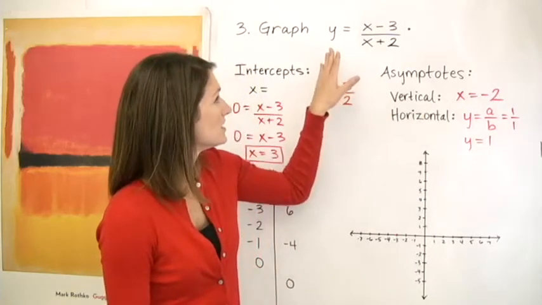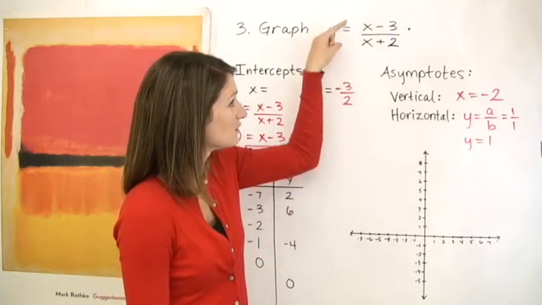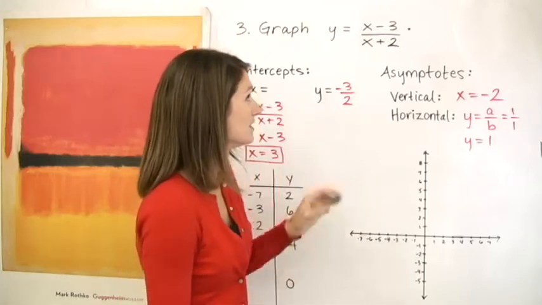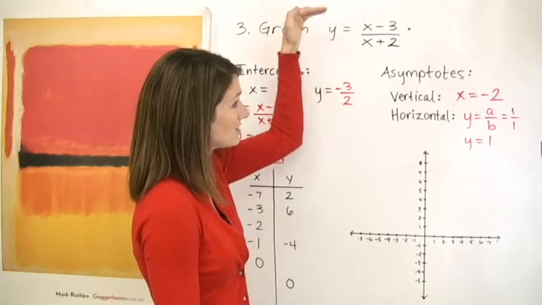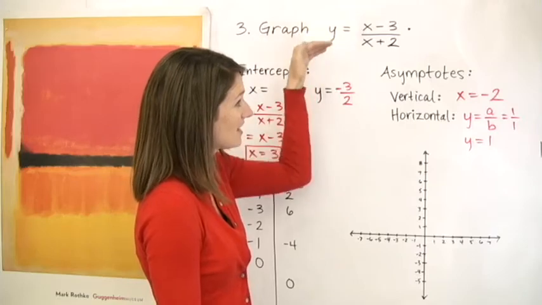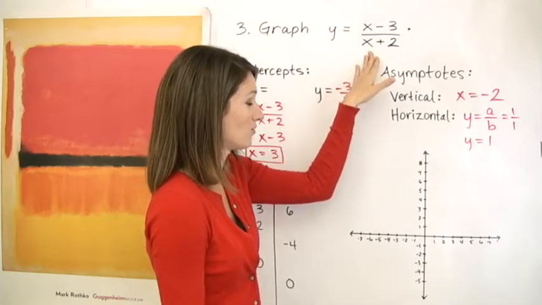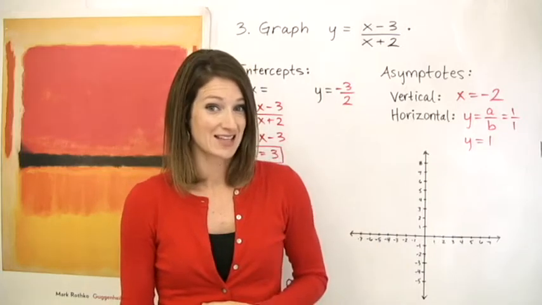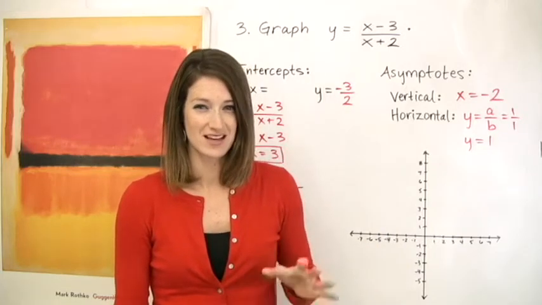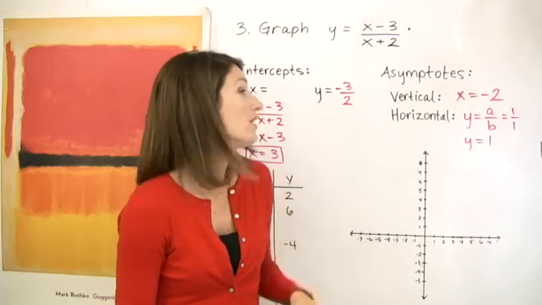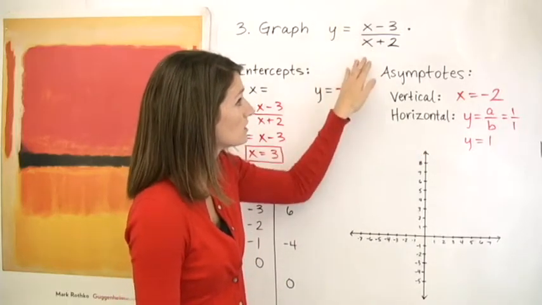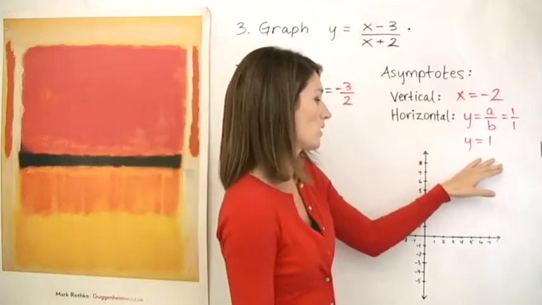Now, if we were dealing with a function that has differing degrees when we compare our polynomials, then if the degree in the top polynomial is less than the degree in the bottom polynomial, your horizontal asymptote will be the x-axis. We'll take a look at that in our next example. But for now, our horizontal asymptote for this function, where the degrees are equal, is y equals 1.